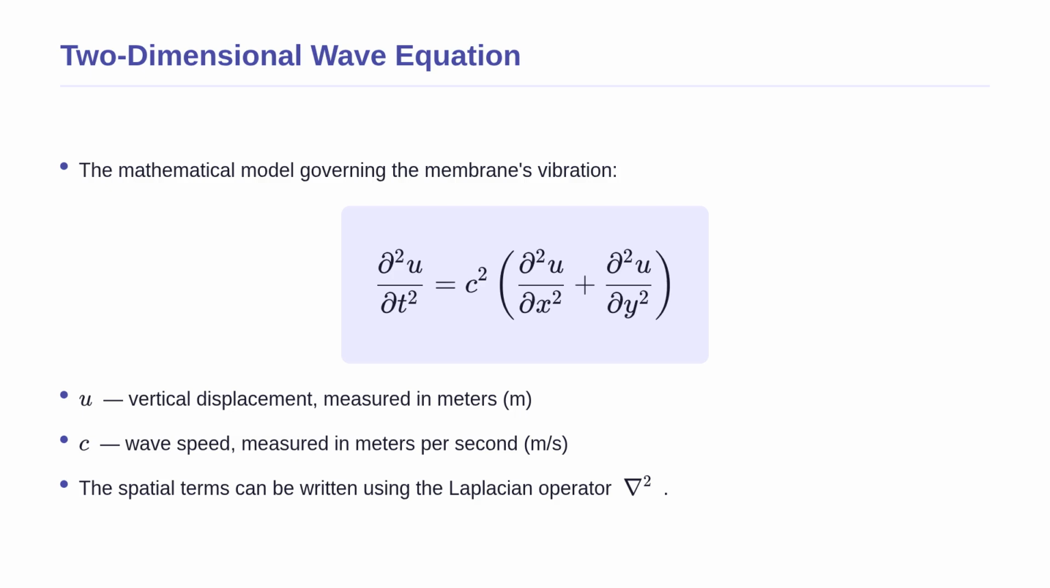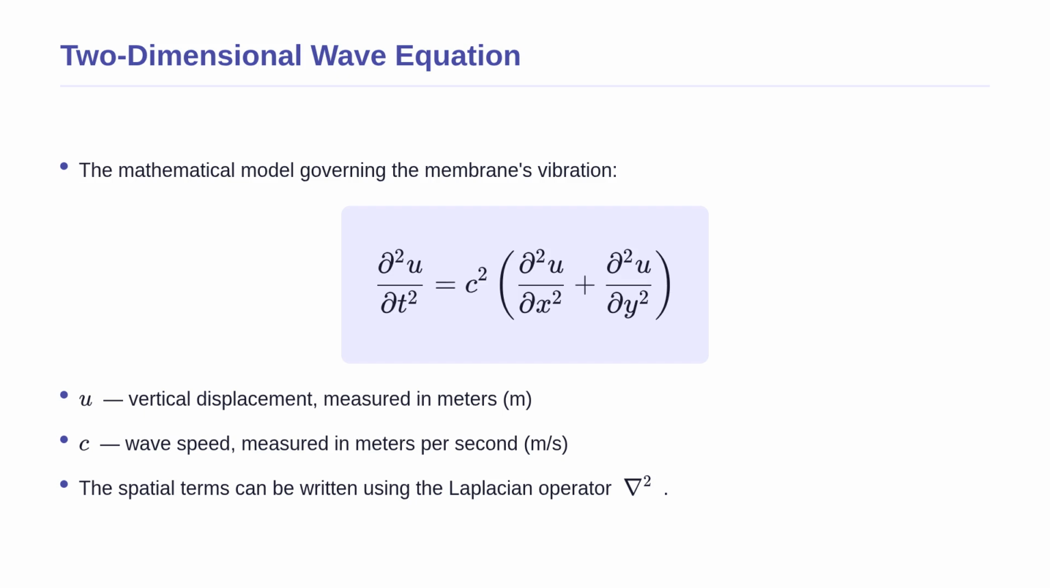Before we see where it comes from, let us look at the mathematical model that describes this movement. This is the famous two-dimensional wave equation. Conceptually, it tells us that the vertical acceleration of any point on the membrane is directly proportional to how sharply the membrane is curved at that exact point. Let us break down the symbols.